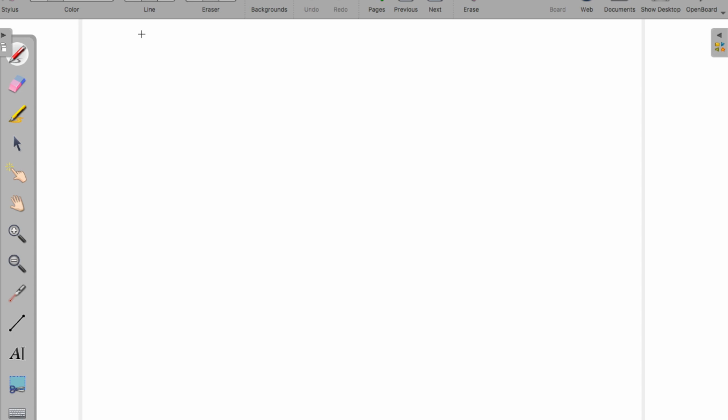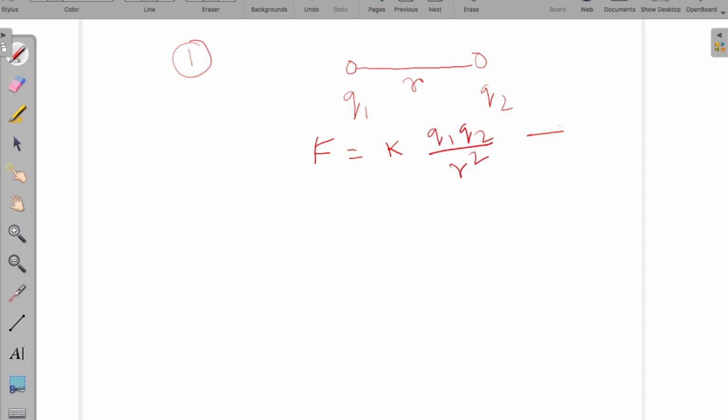First I will do the first part of the question, then we'll do the next part. Two charges Q1 and Q2 are given, and the distance between them is r. It is given in the question that two charges Q1 and Q2 are placed at a distance r and the force between the two charges is given by F. So F we can write as K Q1 Q2 by r square. Equation number 1.